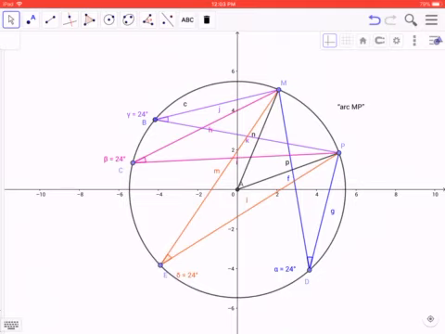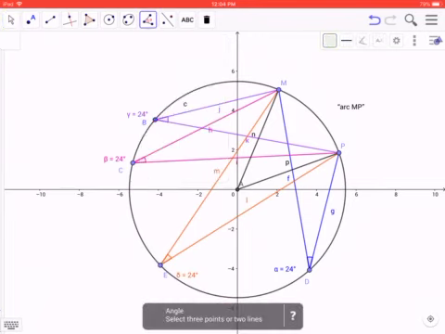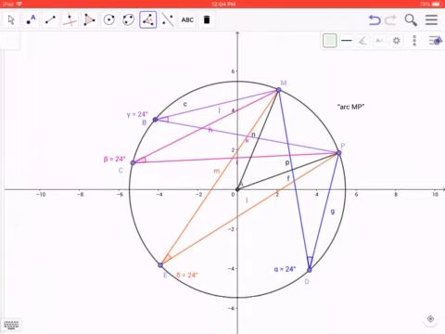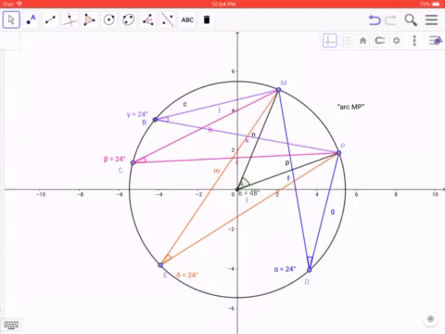Let's measure the central angle and see if we can see what the relationship is between the central angle and the inscribed angle subtending the same arc. Can you see that? It's 48 degrees. Let me move that around so you can see it a little bit better. There we go, 48 degrees. So look at that. The inscribed angles are 24, and the central angle is 48. Is that just a coincidence that the central angle is twice as big?